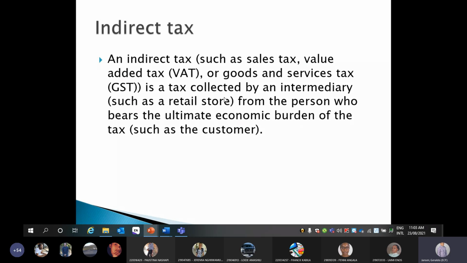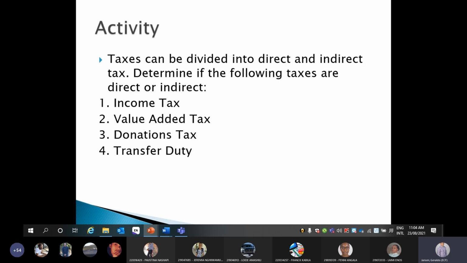Okay, now these taxes are collected by an intermediary. Like I said, Pick n Pay is the one that deducts the 15% and needs to pay it over to the government, such as a retail store, from the person who bears the ultimate economic burden of the tax. Now guys, indirect tax is a consumer tax, a consumption tax, which means the end user is paying for it. You and me are paying for it because we are consuming that item at the end of the day, and that economic burden will be placed on us.